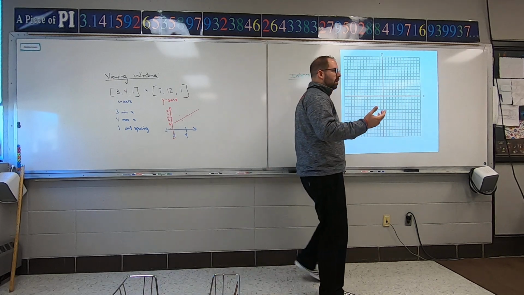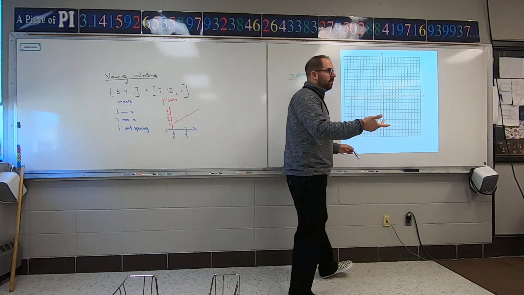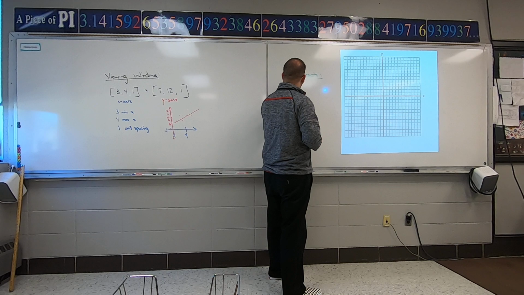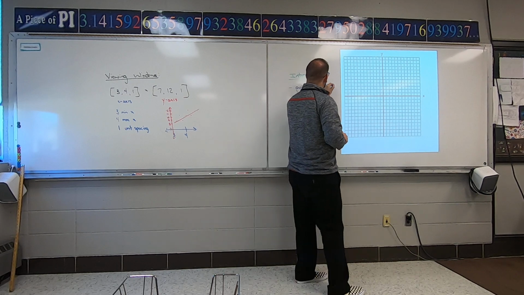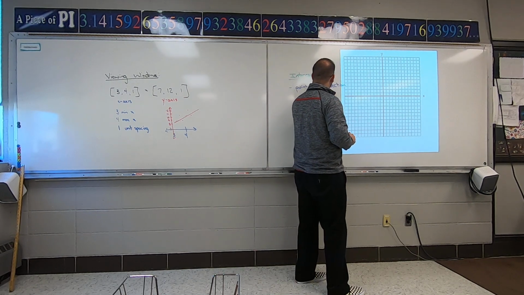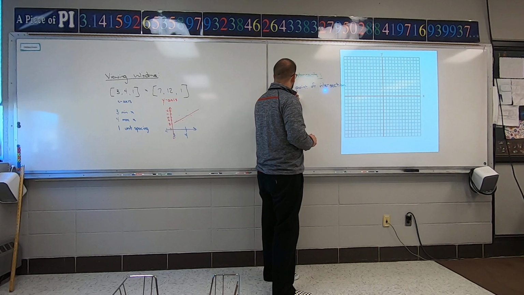Two lines crossing each other. Yeah, it's an intersection, right? It's a point of intersection. It's where things cross. It's shared points. It's a crossing.